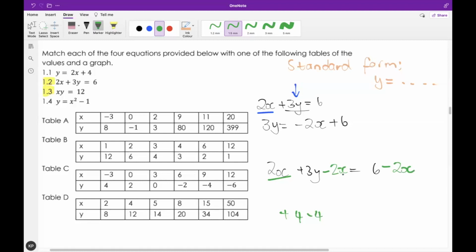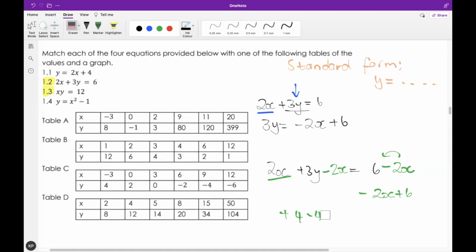So this one will disappear because it's 2x minus 2x. It's gone. Do you see? Yes, ma'am. And then on this side, I just rewrote it in a different order. So I put the 2x first. So it's minus 2x plus 6. Oh. Thank you, ma'am. You're welcome.